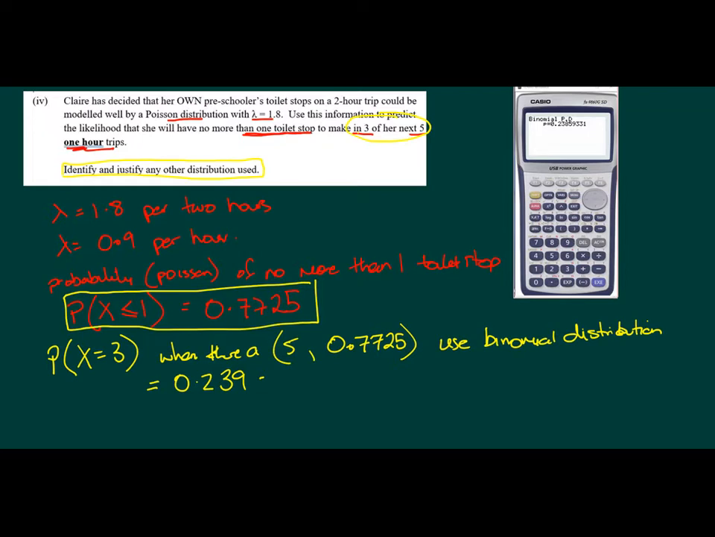Now what we have to say is, well, why? Well, binomial is like I said earlier, it's suitable because there are two options. Okay, either she goes to toilet or not. So that is the success or fail criteria. Now the other binomial factors, number of fixed trials. Yep, well we've got that. There are 5 in this case, 5 trials, because she was looking for 3 in her next 5 one-hour trips.